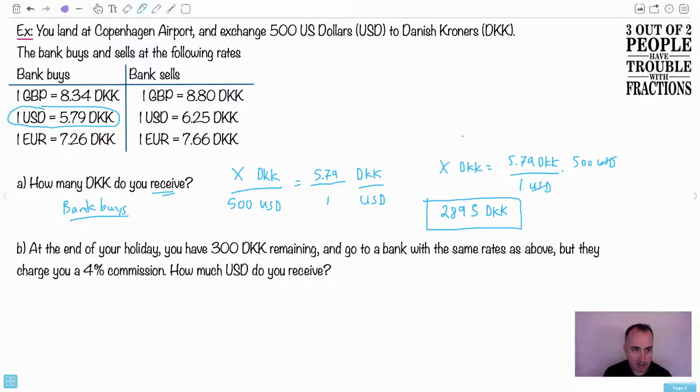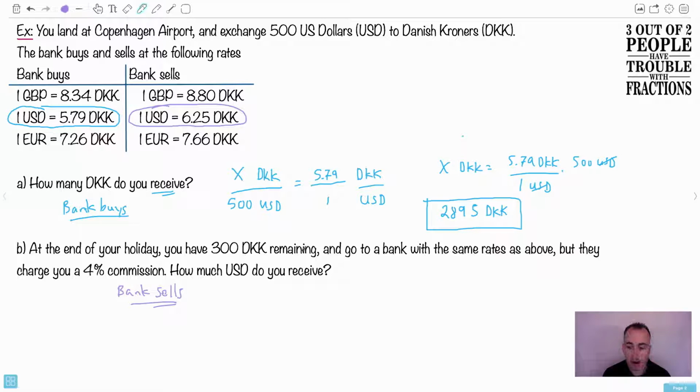So in this case right here, it doesn't sound super obvious, but the bank sells. I maybe didn't explain it very well, but if you think of it from the bank's point of view, they take kroners to give you US dollars. So that's why they sell you dollars. So in this case, 1 US dollar is 6.25 Danish kroners. So this is the number we're going to use.